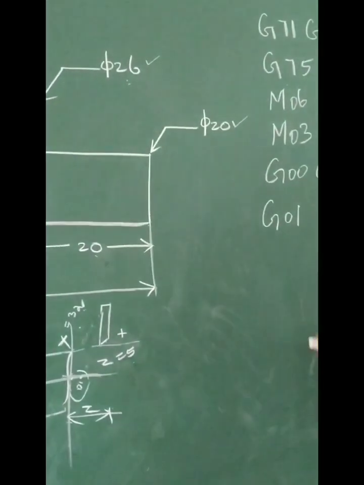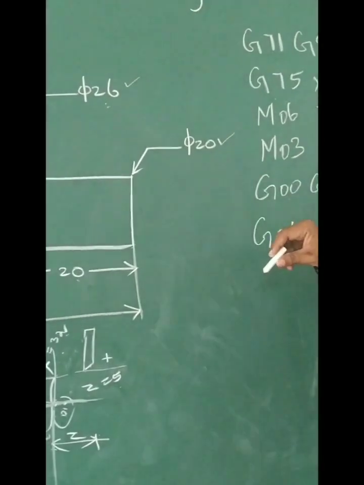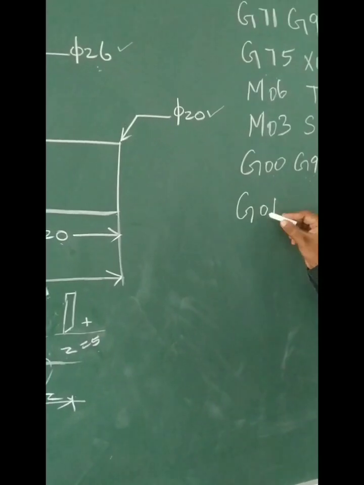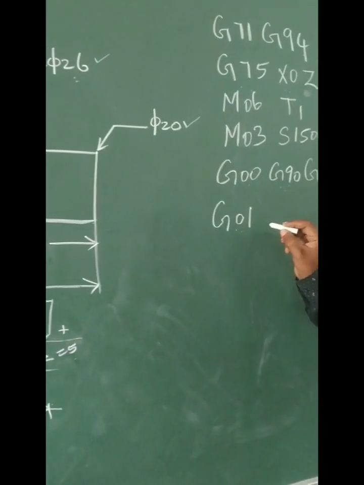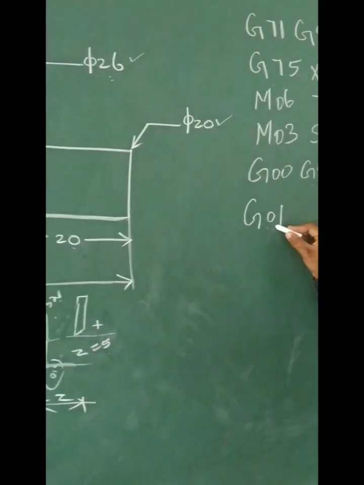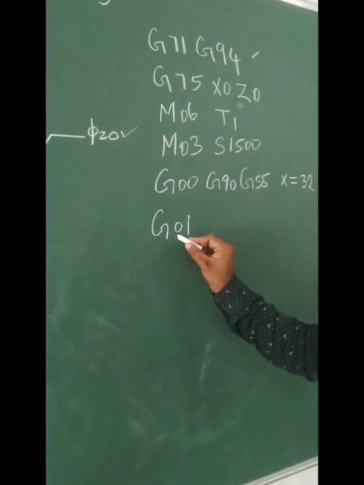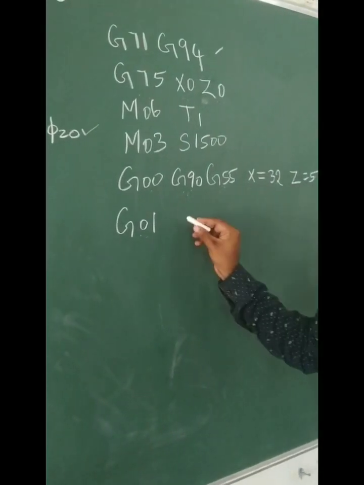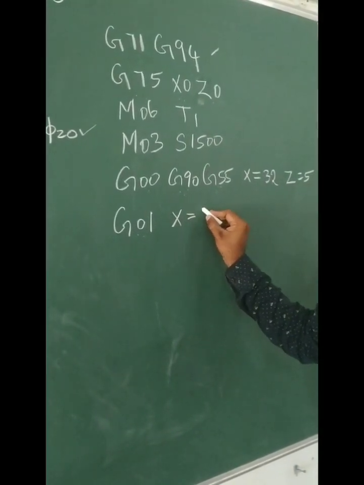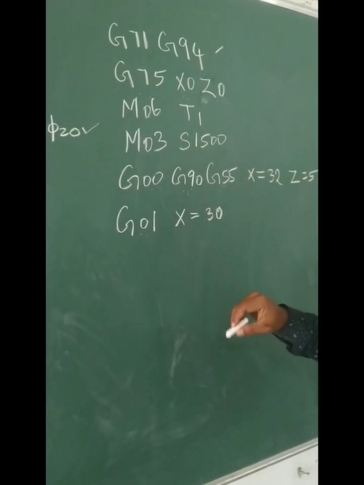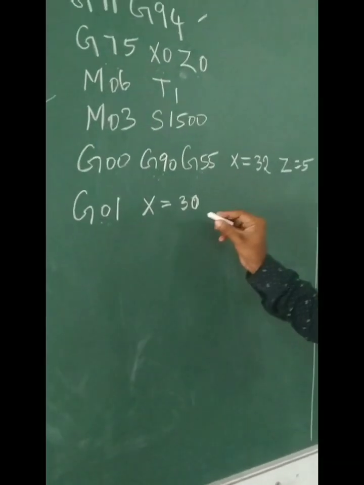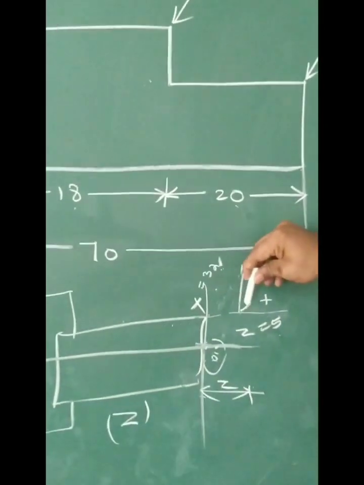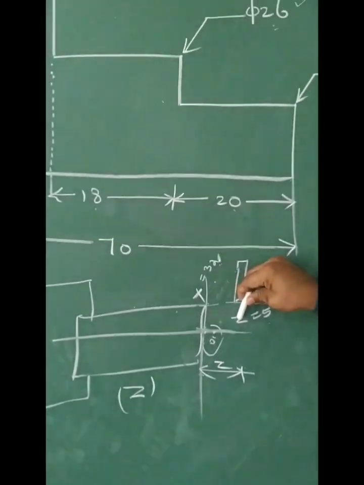Now I am going to write G01. G01 indicates linear movement. Wherever the cutting tool and workpiece make contact and metal removal takes place, I have to use the command G01. At the same time, if you are using G01, we have to indicate the feed also. So G01 is linear movement, then we indicate the X value. Now X I have to reduce from 32 to 30, at the same point Z equal to 5. What is the feed rate? Feed is 100.